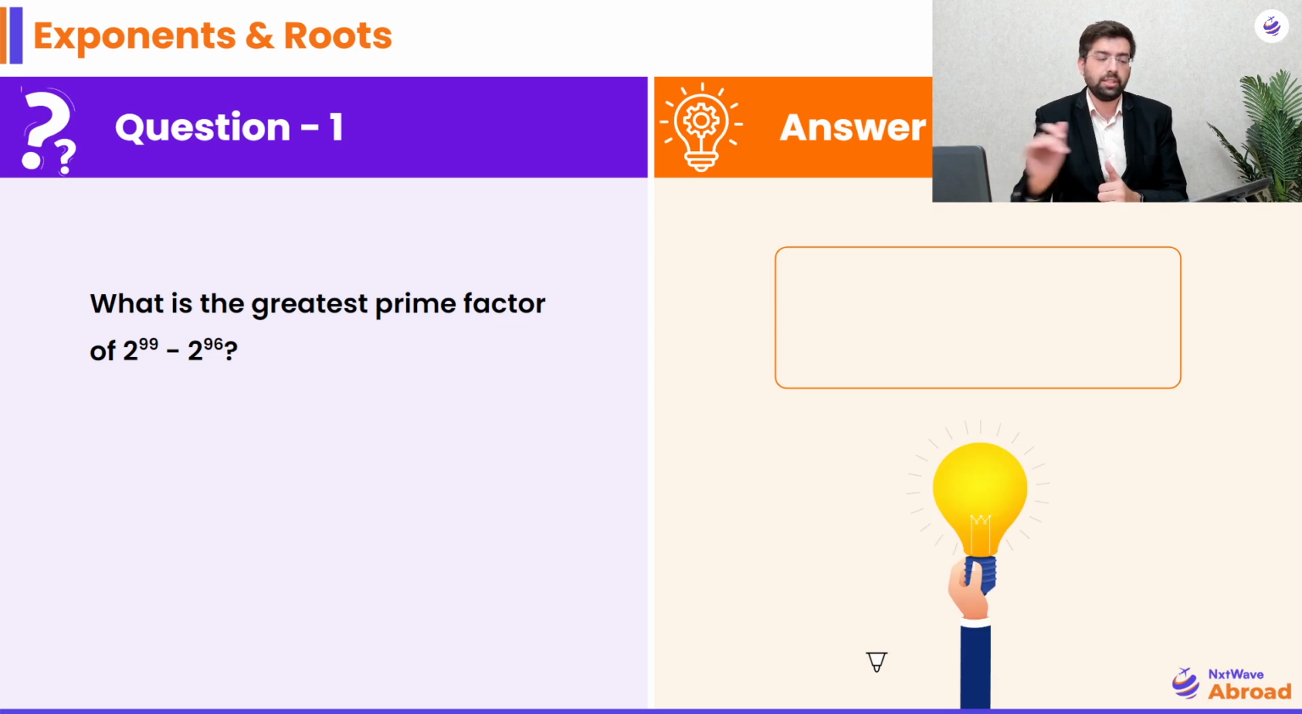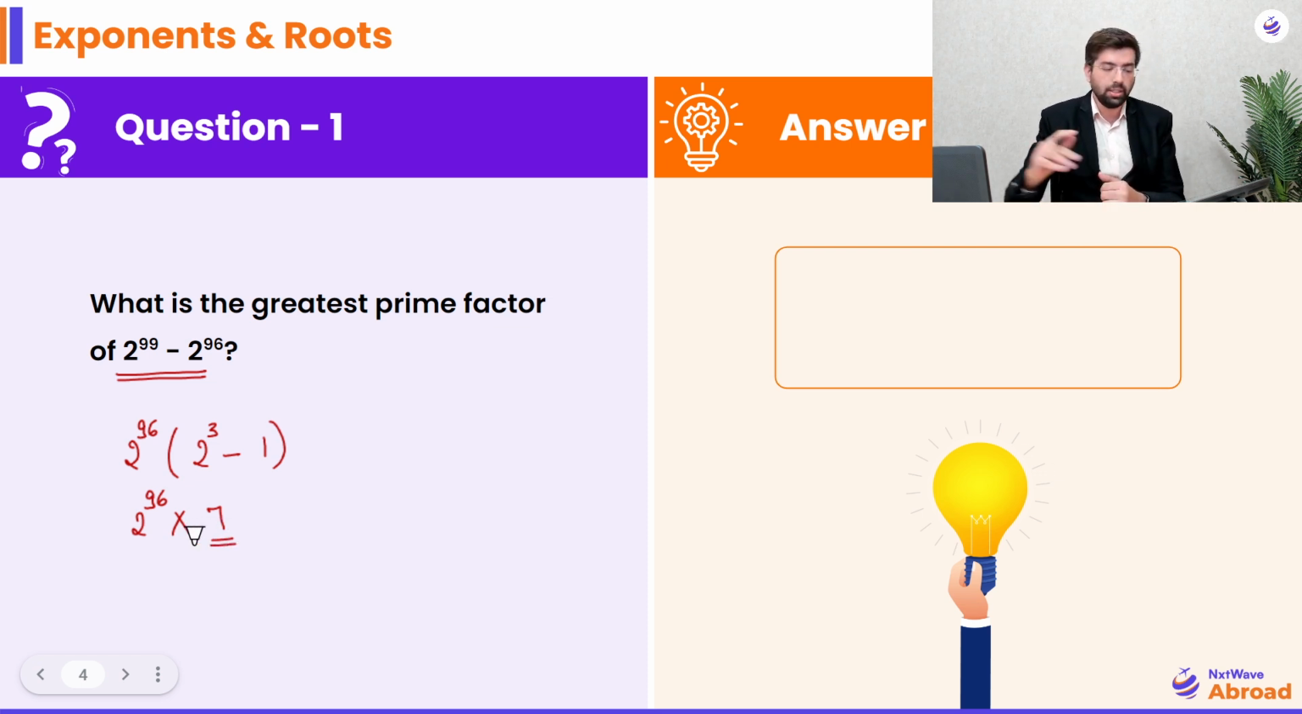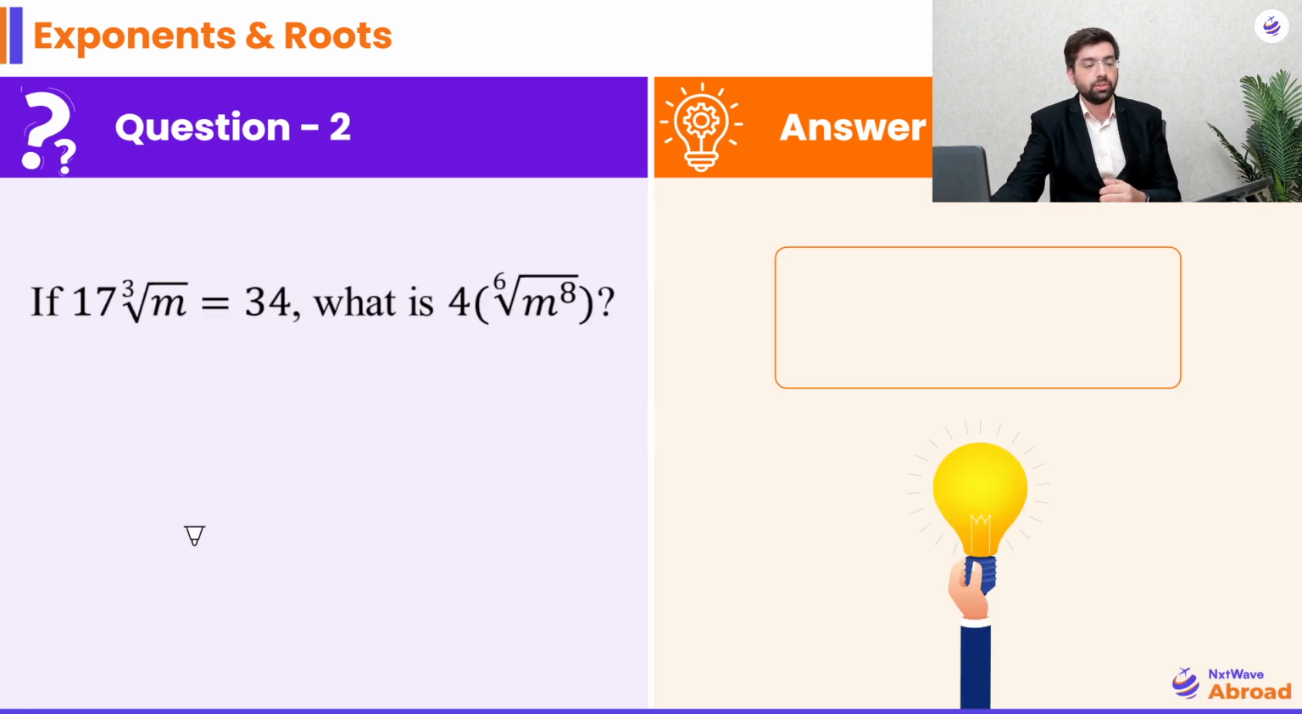Let us now move to the next thing and see how the questions for this particular topic are asked in GRE. The question is, what is the greatest prime factor of 2 raised to power 99 minus 2 raised to power 96? As we do not have any formula for addition or subtraction in exponents, we can simply take 2 raised to power 96, that is the lower power, out common, and we will be left with 2 raised to power 3 minus 1, which can be written as 2 raised to power 96 into 8 minus 1, which is 7. So you can see that 7 is the greatest prime factor that this particular expression can have. So that would be your answer.